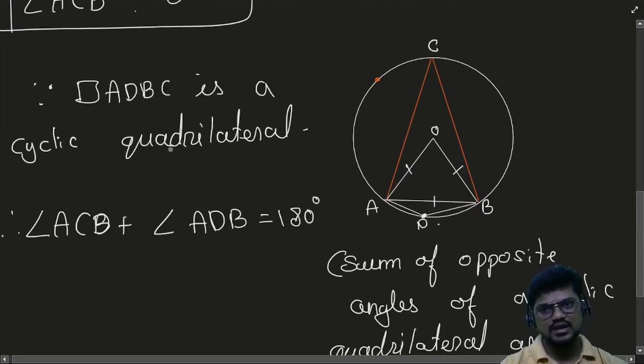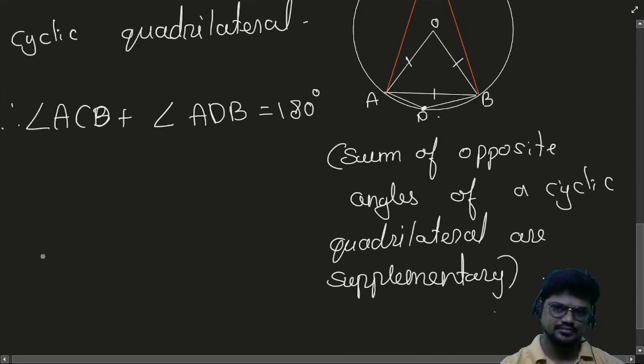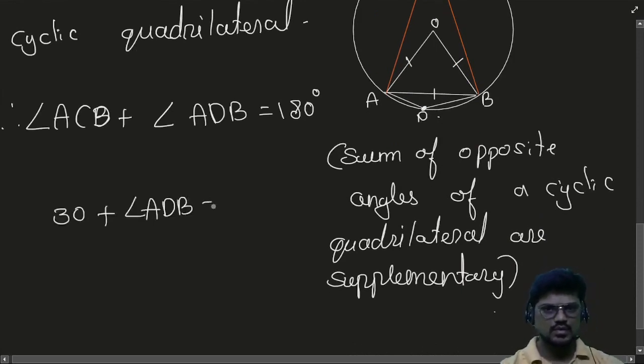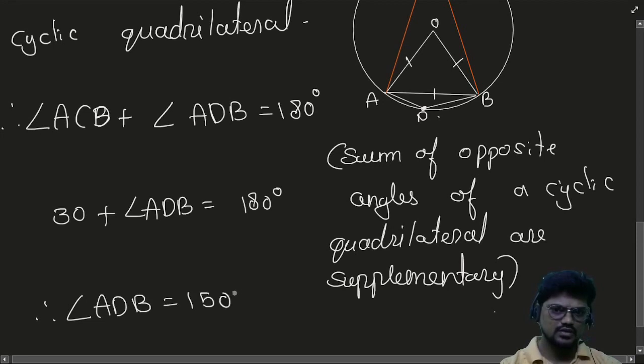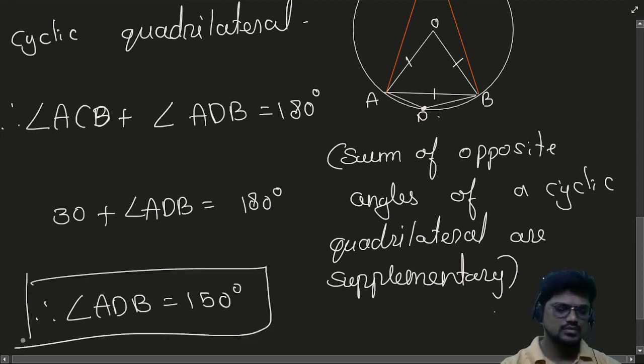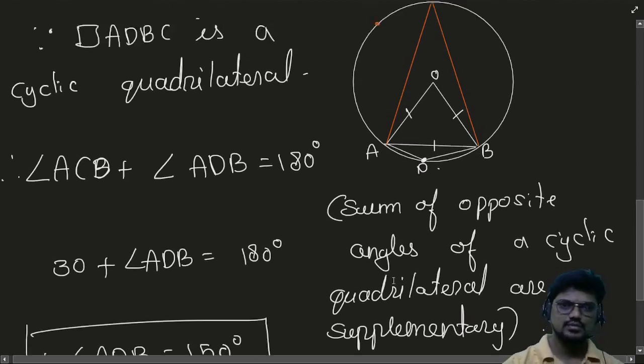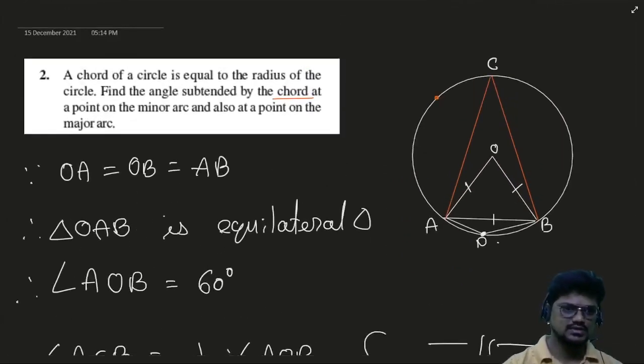Now, as I know angle ACB is 30, the sum will be equal to 180 degrees. So I can say angle ADB is how much? 150 degrees. Clear?